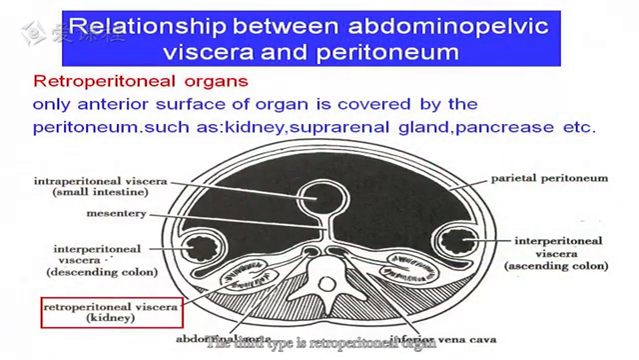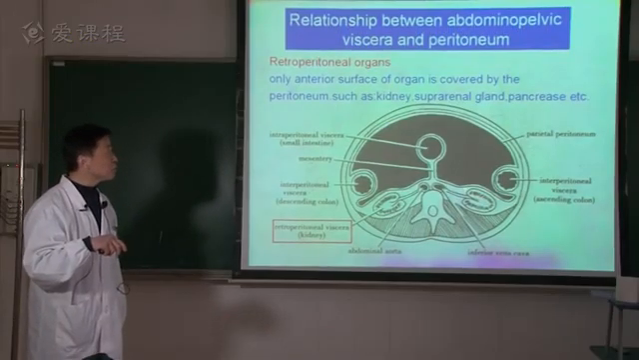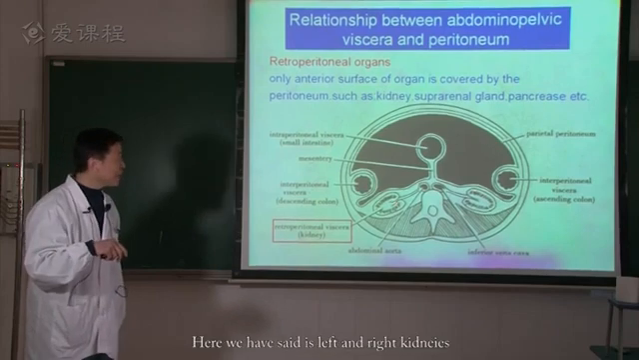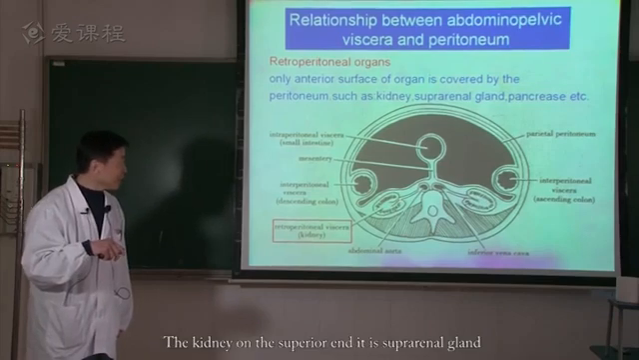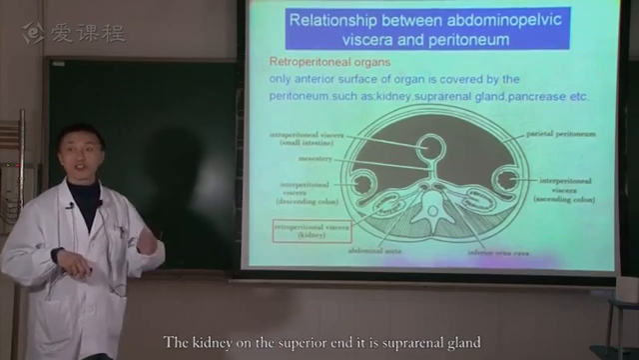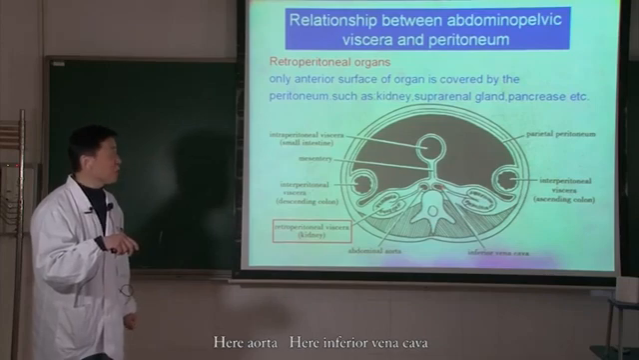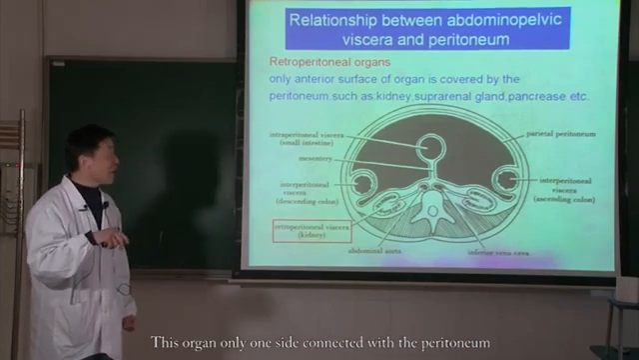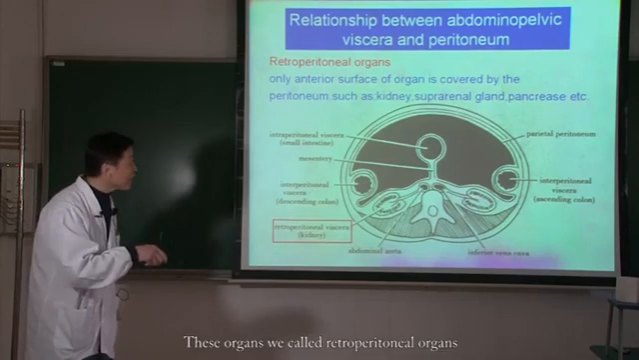The third type is retroperitoneal. Retro means posterior, meaning located posterior to the peritoneum. Here I have the left and right kidney. On the superior end of the kidney, the suprarenal gland. Here the aorta, here the inferior vena cava. Only one side connects with the peritoneum.